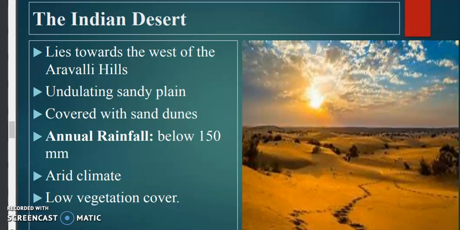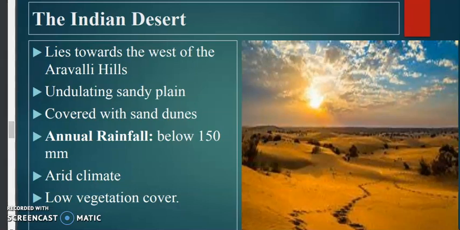The temperature of the desert area is very high, and the amount of rainfall is very less. The annual rainfall of the Indian desert is below 150 millimeter. The climatic condition of the desert area is called arid climate. The meaning of the term arid is hot and dry. Here the temperature is high, and because of the less availability of water, it is dry also. Due to the high temperature and low rainfall, we have very low vegetation cover in this area.